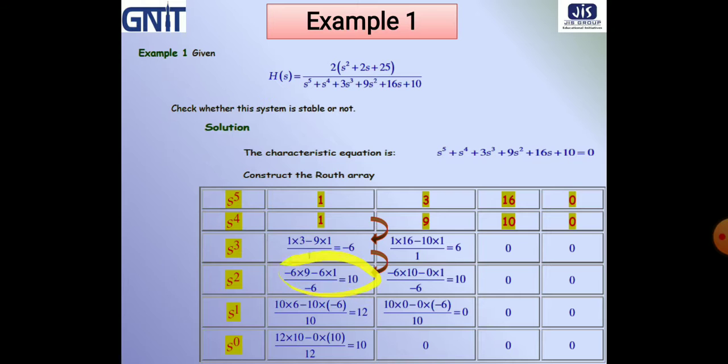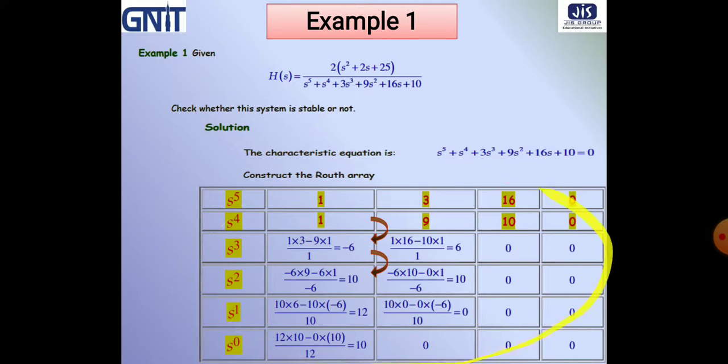Put the value here. Next, if we calculate for this particular position, then it will be minus 6 into 10 minus 0 into 1 divided by minus 6. So that will be again 10. Put the value 10 here. Like this, just go through all the process and you will get this type of array.